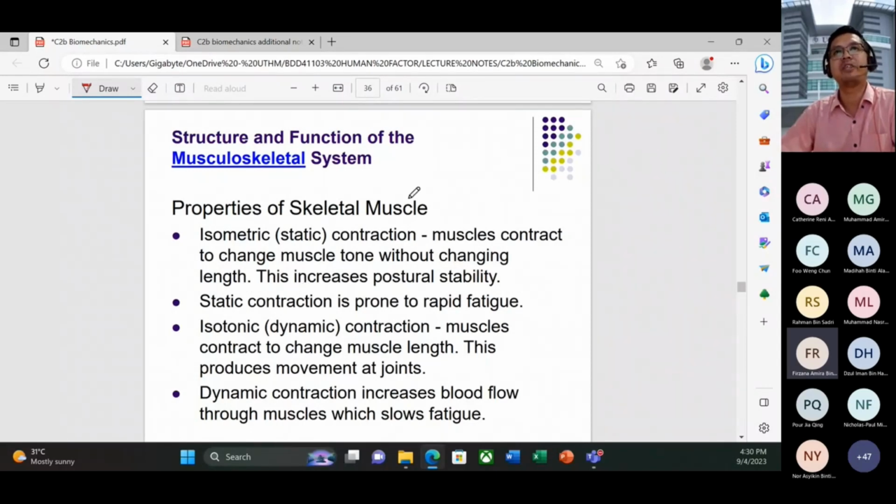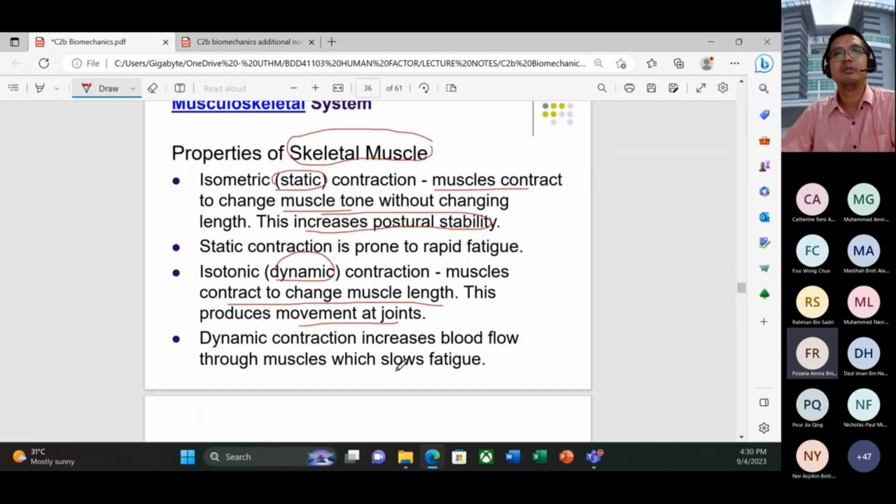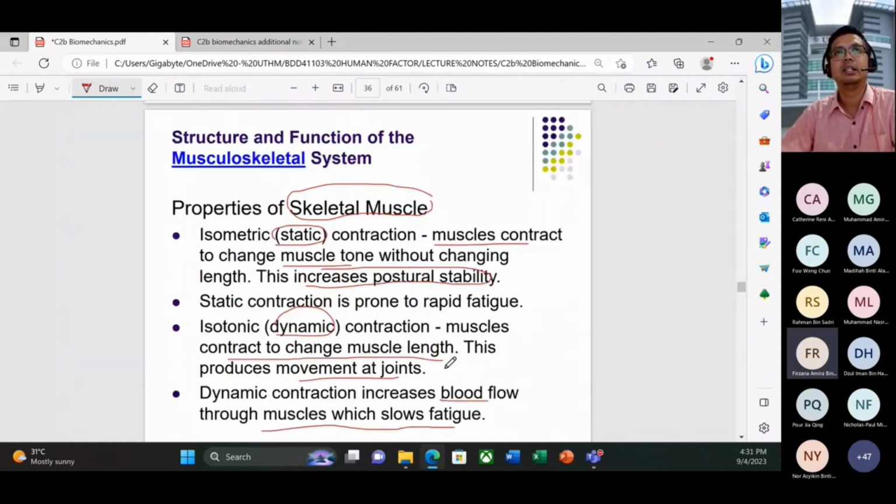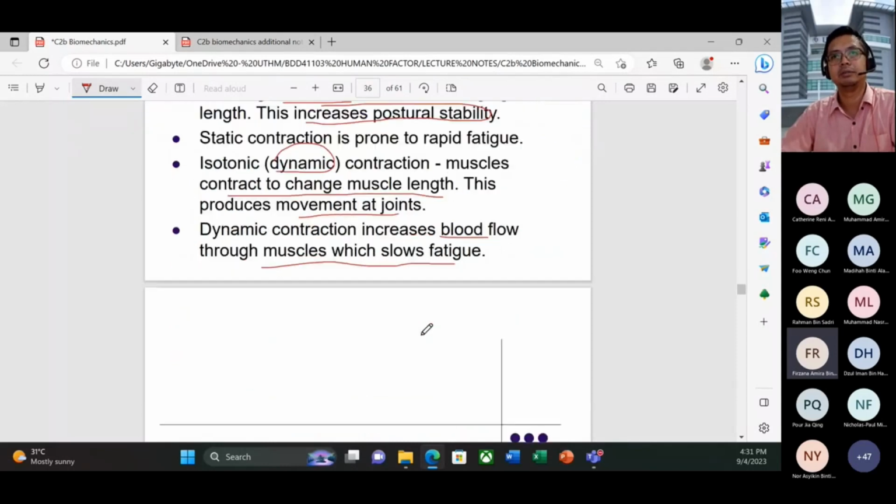Meanwhile, for the properties of skeletal muscle, we have a basic concept: we call it statics, isometric, or dynamics, isotonic, contraction. So what is the difference between isometric and isotonic? Isometric is when a muscle contracts to change muscle tone without changing length, so it can increase postural stability. For isotonic, or dynamic, the muscle contracts with a change in muscle length. This produces movement of the joint. Dynamic contraction increases blood flow to the muscle with slower fatigue. So these are the properties of skeletal muscle.